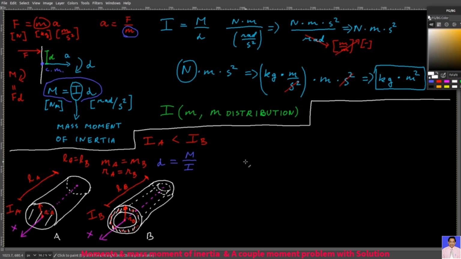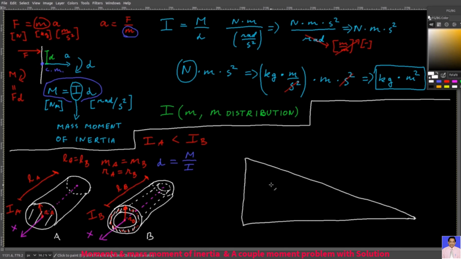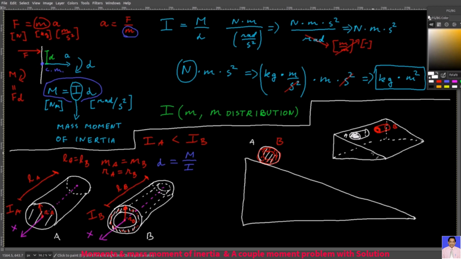And now, here I have another exercise for you. I have a ramp here, and I have my cylinder A here, and also cylinder B here. And so you can imagine that in 3D, it will look something like this.